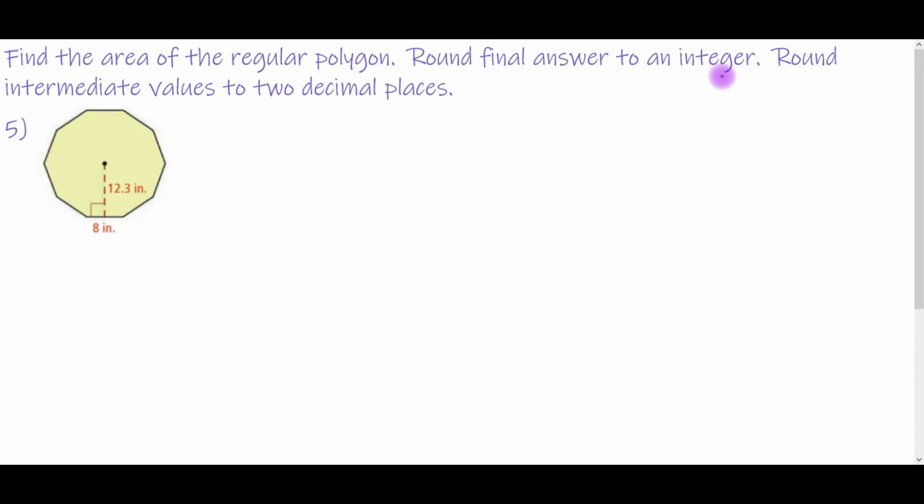We're going to round our final answer to an integer and round any intermediate values to 2 decimal places. That just means that any value we calculate in the middle of our calculations, we're going to round to 2 decimal places. In this case, I have the apothem, so my A value is 12.3, and my side measure is 8 inches. My perimeter is going to be my side measure times my number of sides. I have 1, 2, 3, 4, 5, 6, 7, 8, 9, 10 sides, so I have a decagon, and my perimeter is 8 times 10.